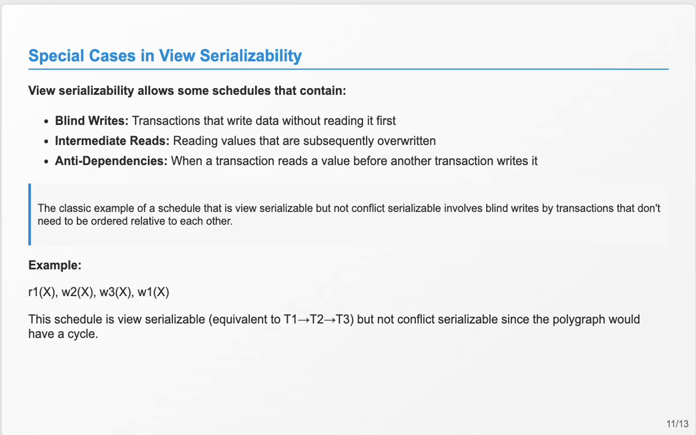So consider the example. The first transaction reads X and then writes X, and then the second transaction writes X, and then the third transaction writes X, and then the first transaction performs the final read. This schedule is actually view serializable, and it is equivalent to the serial schedule T1, T2, T3. But obviously, it is not conflict serializable because the corresponding precedence graph will have a cycle.